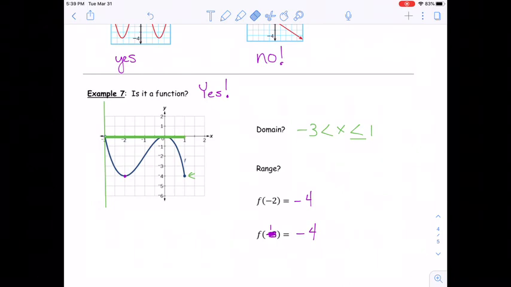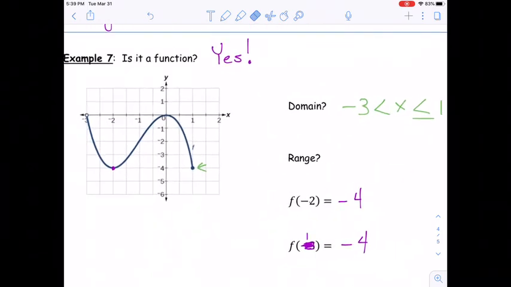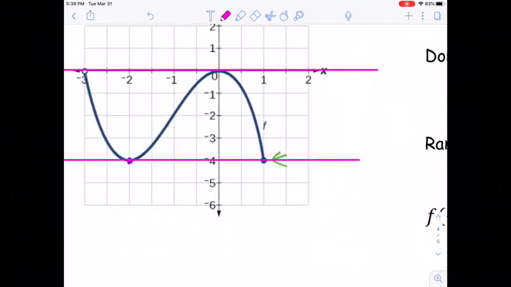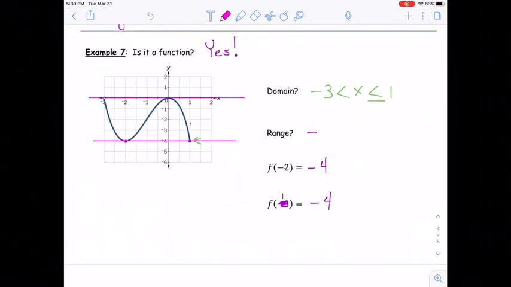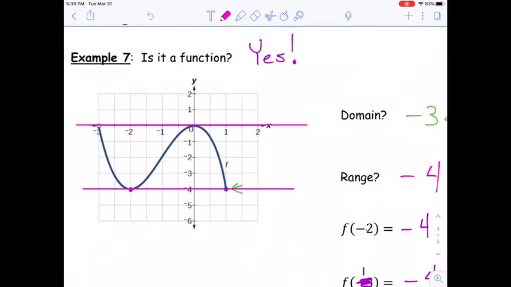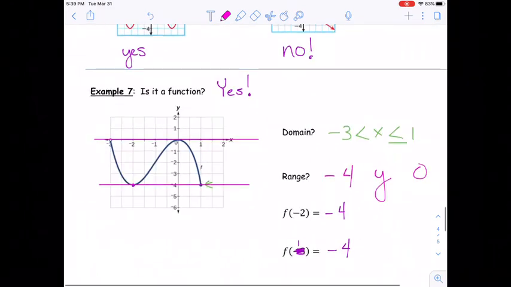I'm going to erase those lines, and let's look at the y-axis now. Range is meaning how far from bottom to top. We start at the bottom and go up to the top. So the point that's the farthest on the bottom is at -4. So I go from -4. I want all the y values that are between -4 and then the highest value at 0 on the y-axis.